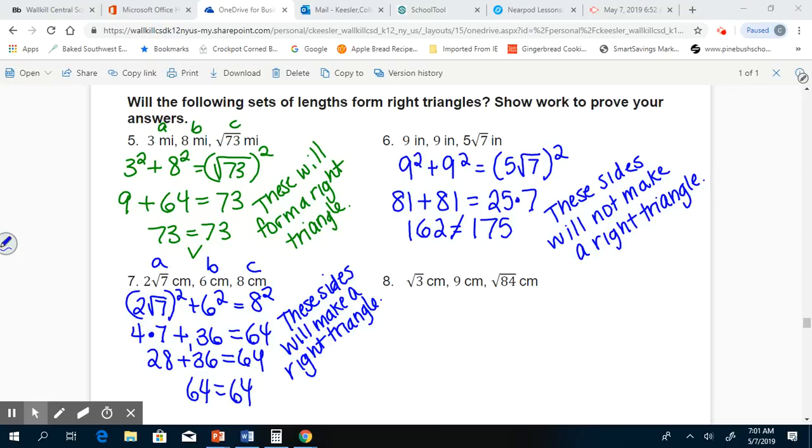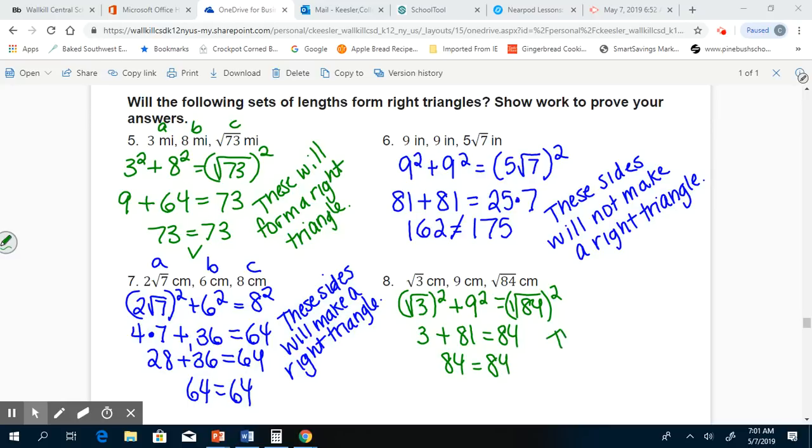Okay, here's your last shot to get it with me, number 8. Again, square root of 3 squared plus 9 squared equals the square root of 84 squared. Again, the square root and the square cancel out because they're inverse operations. So this is just 3 plus 9 squared is 81 equals, again, square root and square cancel out, 84. So 3 plus 81 is definitely 84, and 84 equals 84. So once again, these sides will make a right triangle.